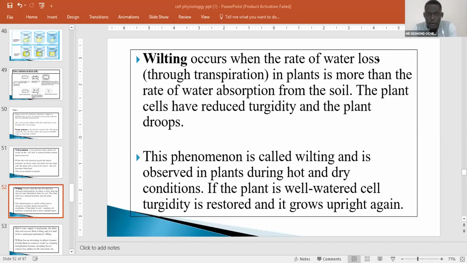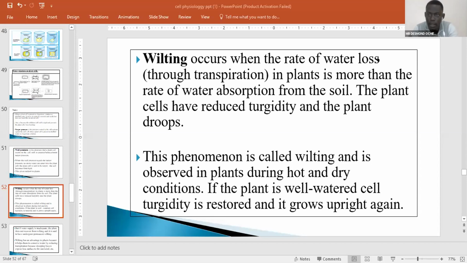Great. This phenomenon is called wilting, and it is observed in plants during hot and dry conditions. If the plant is well watered, the cells become turgid, the turgidity of the cells is restored, and it grows upright again. If you want to restore the lost turgidity of the cells, you just need to water the plants. That is why we always say it is important to water, especially the young plants.